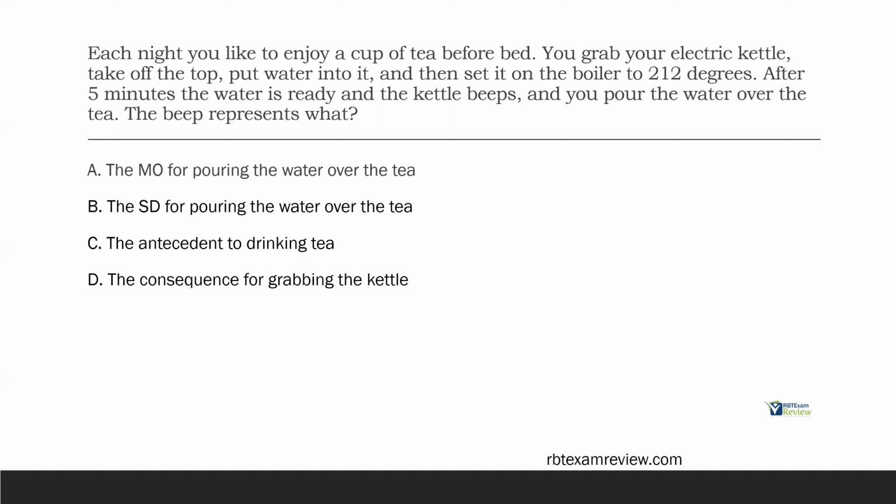So the kettle beeps, what happens right after? Right after the kettle beeps, you pour the water over the tea. So what does the kettle beeping represent? Is it an MO, a motivating operation, for pouring the water over the tea? Well, you always want to pour the water over the tea, but you have to wait until the water's ready. So the water's not there yet. The motivation to pour the water over the tea is there, but the water isn't ready. So it's not an MO because it's not making you want it. It's not altering the value of pouring the water. You already want to do that. The motivation's there. B, the SD for pouring the water over the tea.